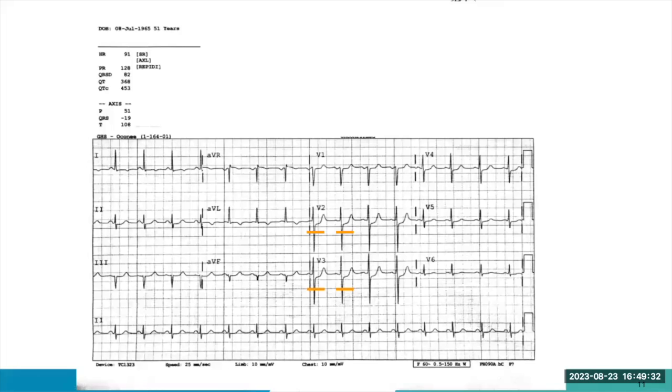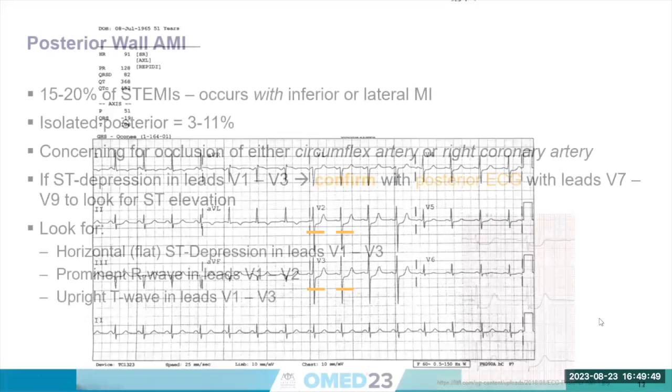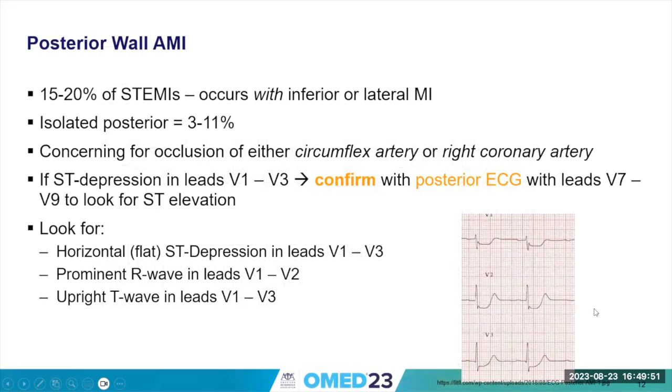If you see ST depression in leads V1, V2, V3, you should be checking posterior leads. Why? Because if you're checking the posterior leads, you are looking for ST elevation in leads V7, V8, and V9. These leads are placed on the back because ST depression in V1 through V3 can be a sign of a posterior wall acute MI. So this can be 15 to 20% of STEMIs, and they're easily missed because there's no ST elevation.